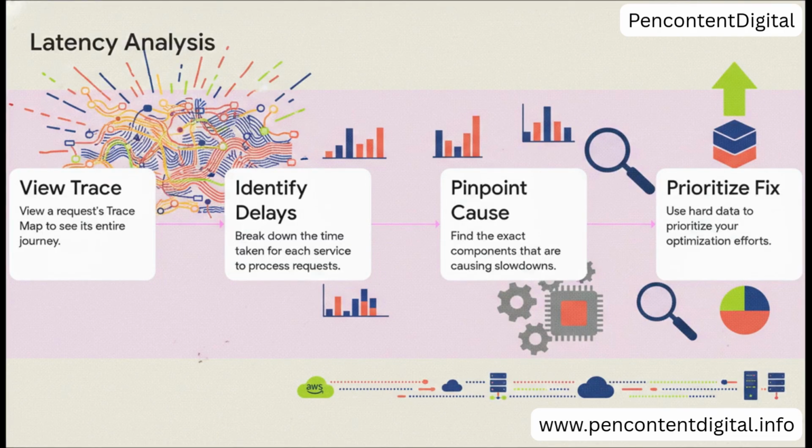And this is how engineers use it to hunt down those really tricky performance problems. You just pull up the trace map for a slow request, and boom, you can immediately see which service is taking forever. Imagine seeing that your payment API is suddenly adding 2 whole seconds to every single transaction. From there, you can drill down and find the exact function causing the delay. This completely changes the game from guesswork to a data-driven fix. It turns a mystery into a simple, solvable problem.